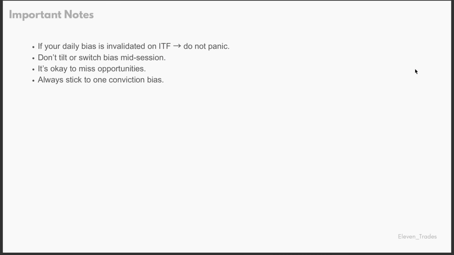Now, an important note: if your daily bias is invalidated, you will not panic. You can also wait for the next day, and you don't change your bias mid-session. For example, you have a bullish bias for the day and the equities open manipulates lower and rips lower. You won't change your bias to bearish. It will be a manipulation or something, and eventually the daily candle will be expanding in its true direction, and it is okay to miss opportunities.